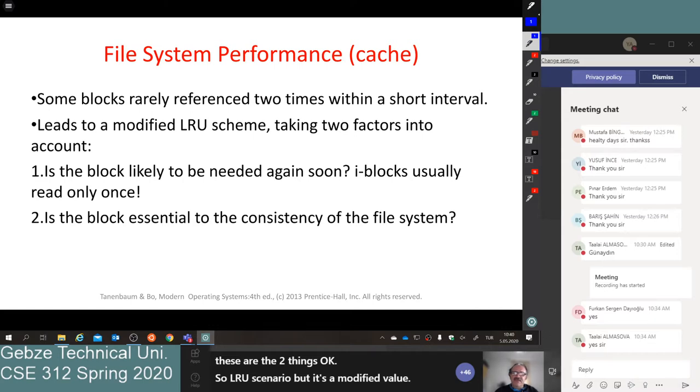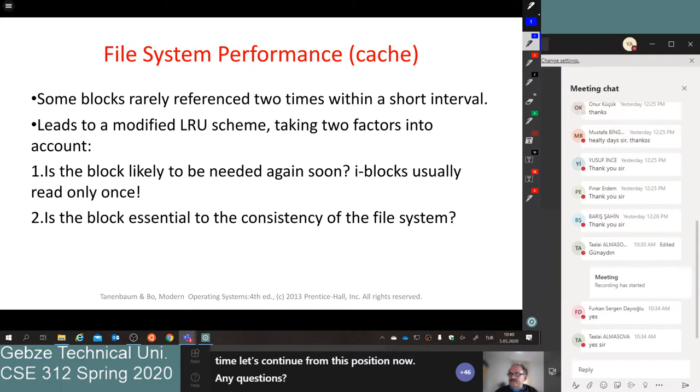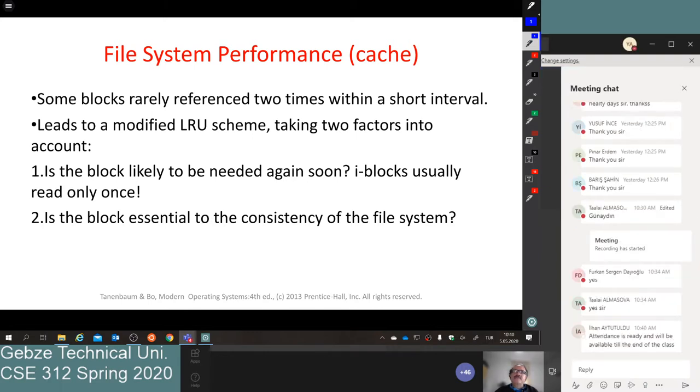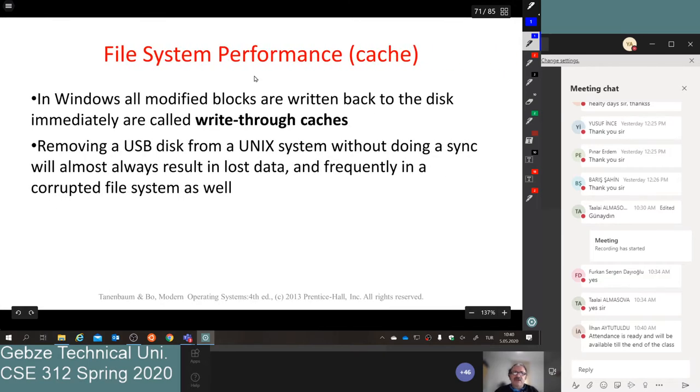Okay, I think yesterday we were here last time. Let's continue from this position now. Any questions? Okay, there are no questions. Then let's continue with our discussion about the caches.